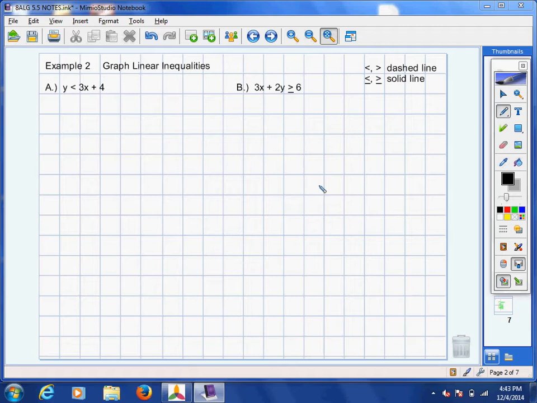So it's very similar to what we've already been doing. It's just that with linear inequalities, there's going to be some shading to do. That's the difference. If you'll write the word shading out here, just remember when we do inequalities, we're going to have to shade one side of the line or the other because that's where all the answers are. So some shading is going to happen.